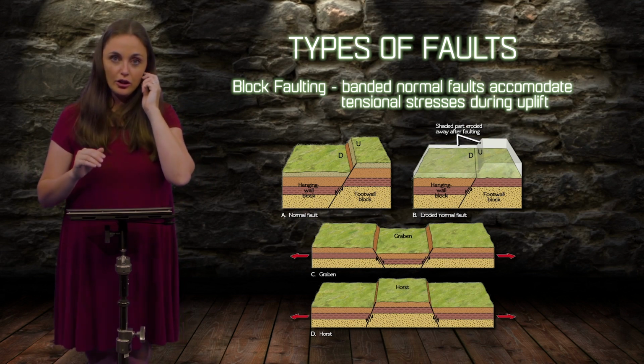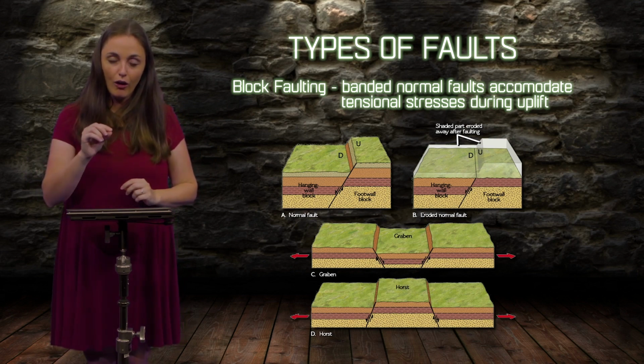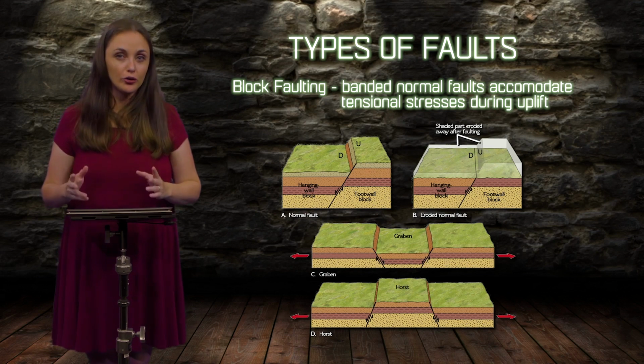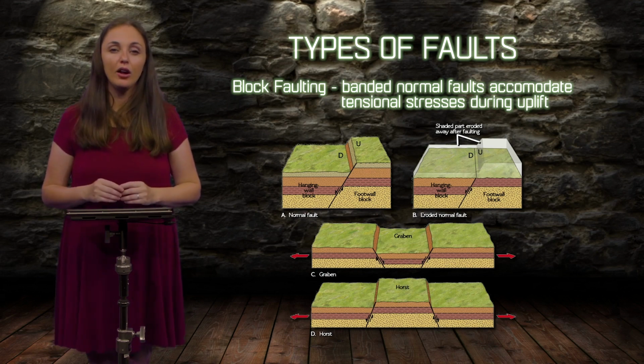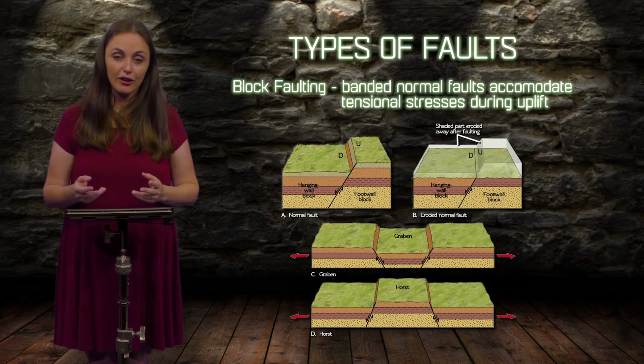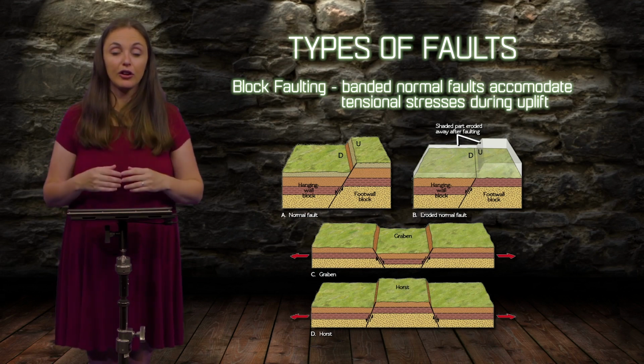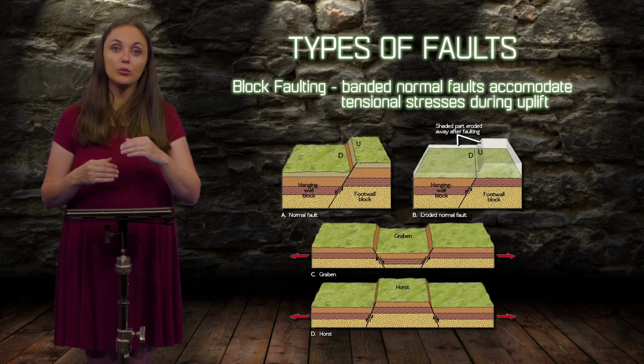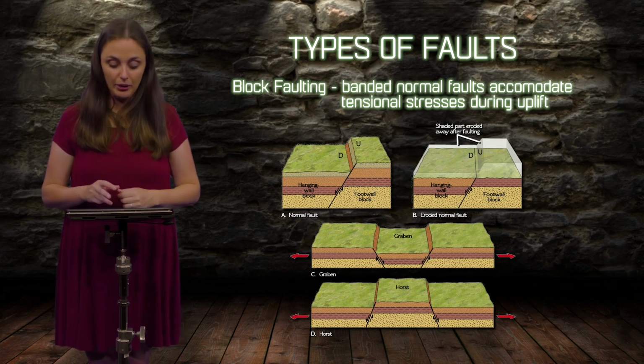But if you really look image by image and look at all of the faults involved, they're all normal faults. They all have the hanging wall block, whether it's on the right or the left-hand side of that fault, always above the plane of the fault. The hanging wall block is always moving down relative to the footwall block.